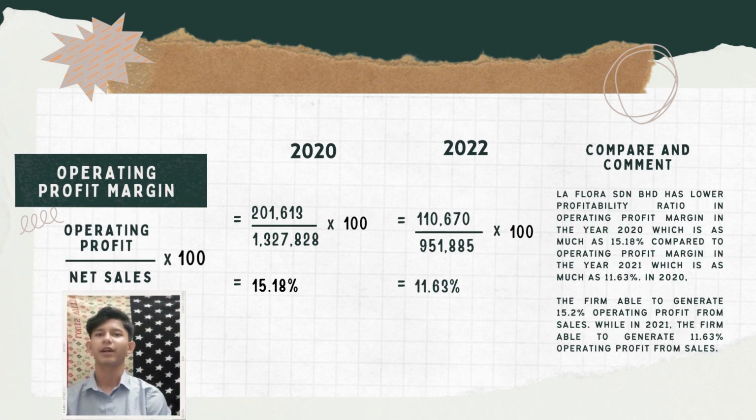La Flora Sdn Bhd has a lower profitability ratio in operating profit margin in the year 2021, which is 11.63% compared to the operating profit margin in the year 2020, which is 15.18%. The firm is able to generate 15.2% operating profit from sales in 2020, while in 2021, the firm is able to generate 11.63% operating profit from sales.